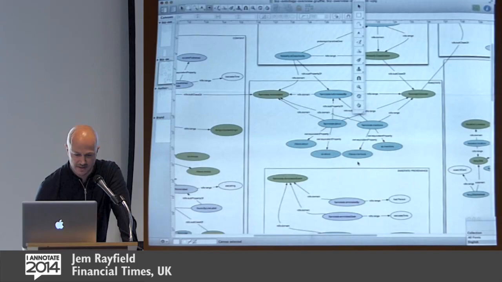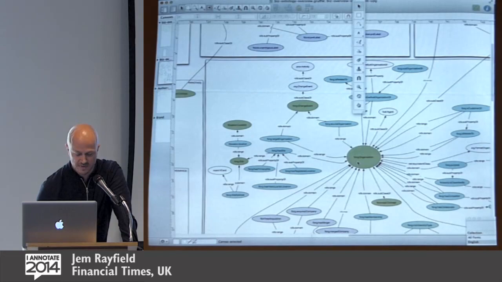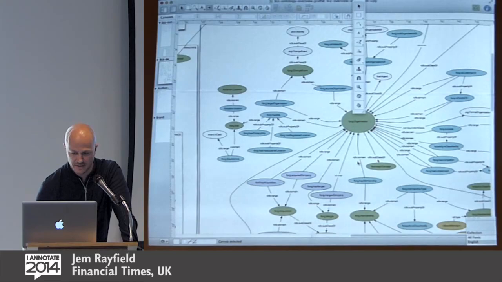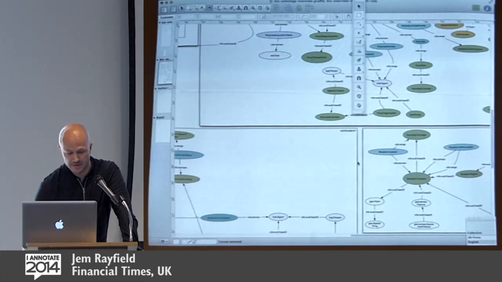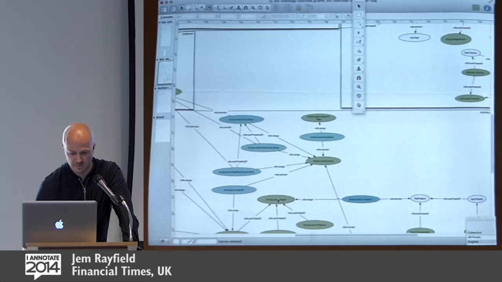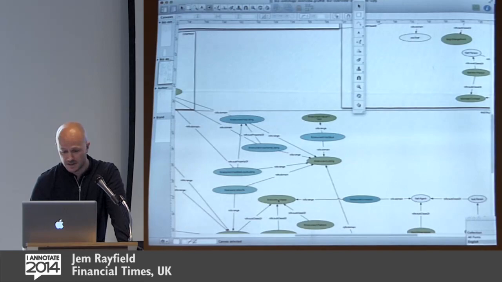So for the FT, we're particularly interested in things like organisations, companies, people that work for companies, collaborators of companies, competitors, etc. We've got a rich RDF model that describes the business domain and then allows us to annotate our content using this RDF model. As you can see here, it describes all the things within the financial industry, so things like listings, exchanges, shares, bonds, etc.